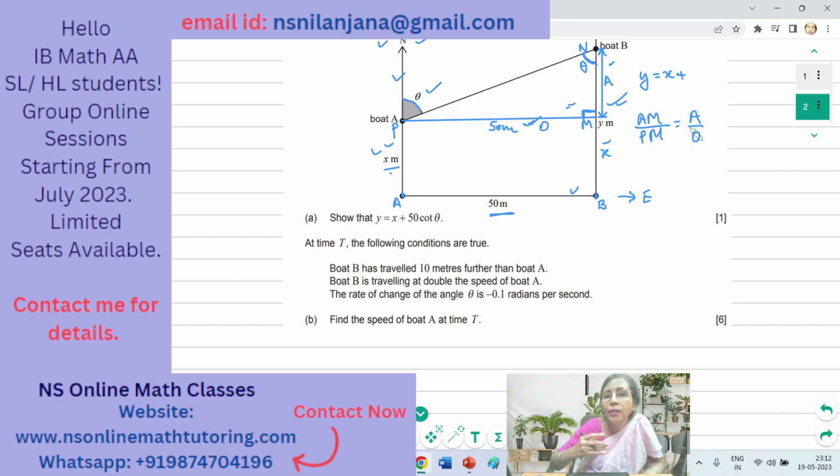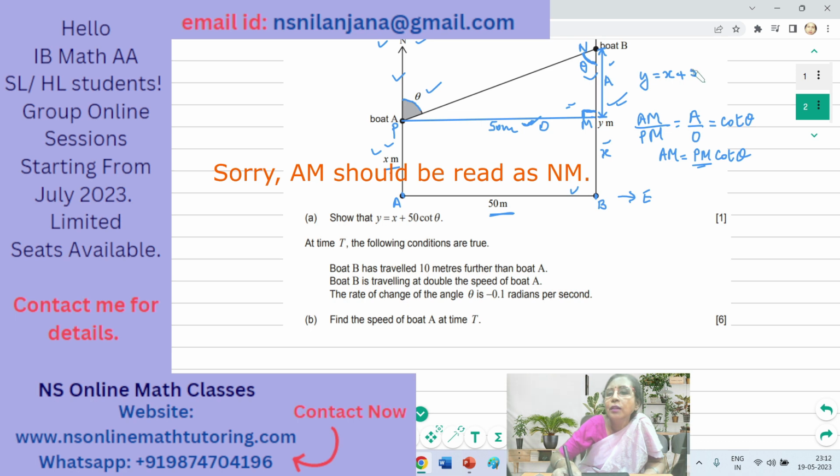We know opposite over adjacent is tan. So its reciprocal will be adjacent over opposite. Reciprocal of tan is cot. So this is cot. Cot of which angle? Theta. Therefore, AM should be equal to PM times cot theta. And what is PM? PM is 50 meters. Therefore, y is equal to x plus 50 cot theta.